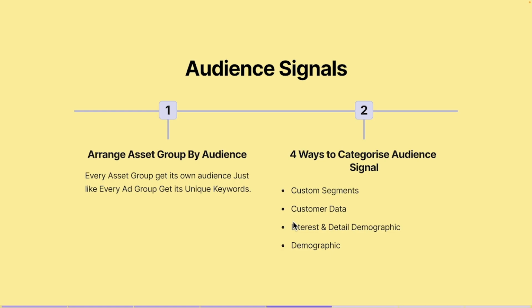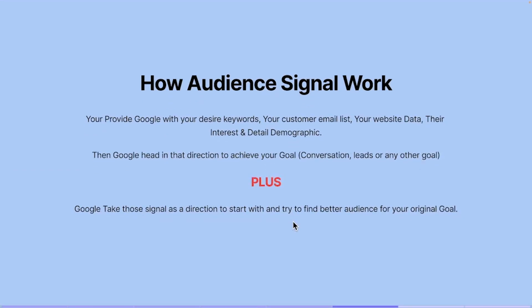Okay, so that is the main thing. So how the audience signal works. This is a very important thing if you want to understand how Performance Max works. You provide Google with a desired keyword, your customer email list, your website data, their interest and detailed demographic. So what does Google do? Then Google heads in that direction to achieve your goal, conversion goal, leads or any other goal.